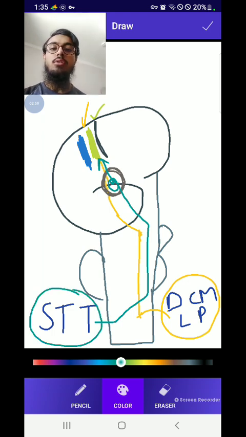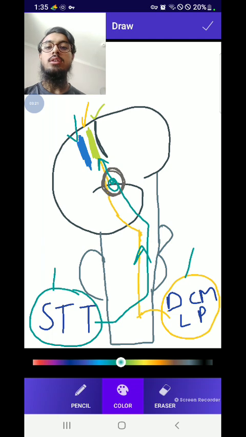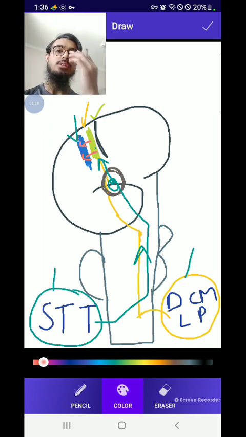Now today's topic is the somatosensory association area, which is the third area. What happens is that the sensations from this pathway and this pathway, pain, temperature, proprioception, fine touch and crude touch, all go towards the primary somatosensory cortex. From the primary somatosensory cortex they move towards the somatosensory association cortex.